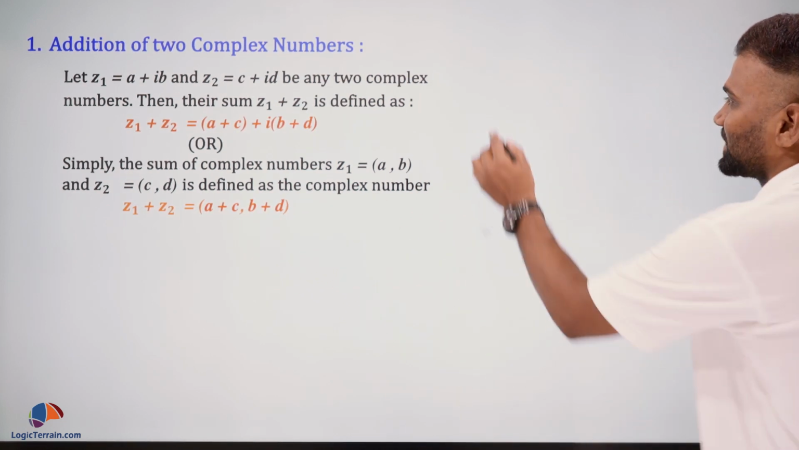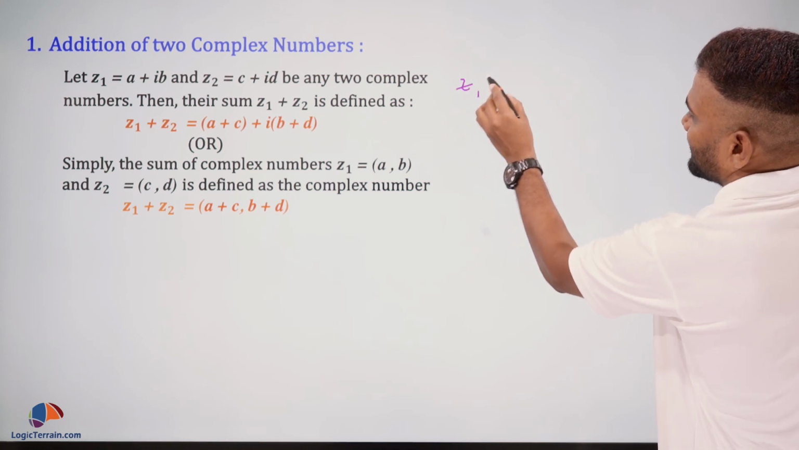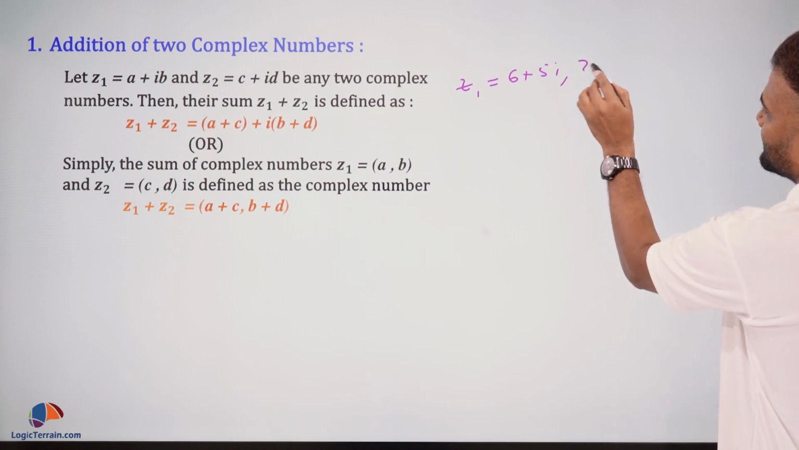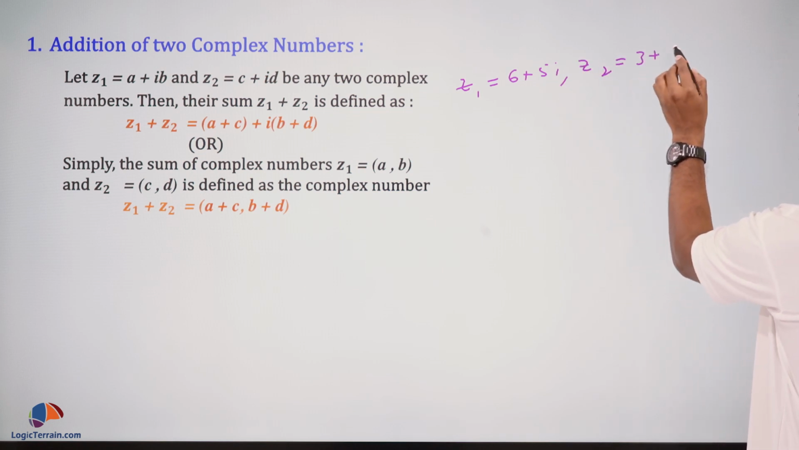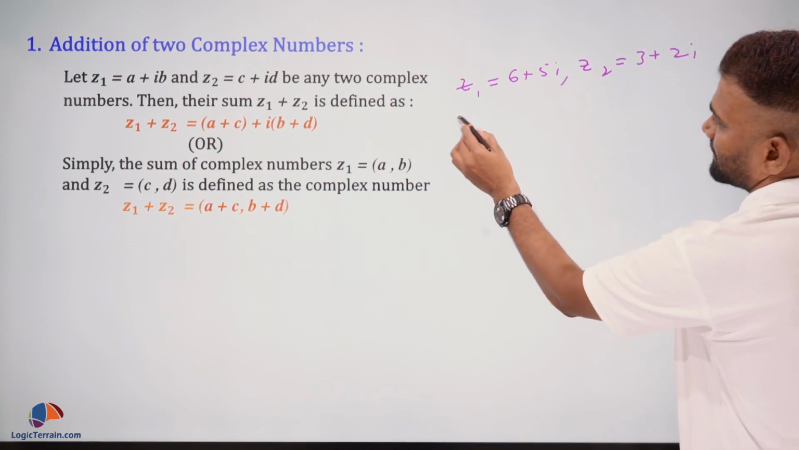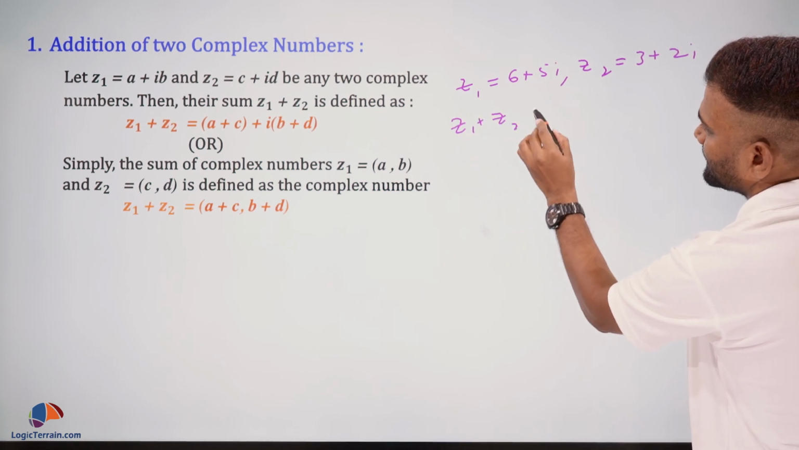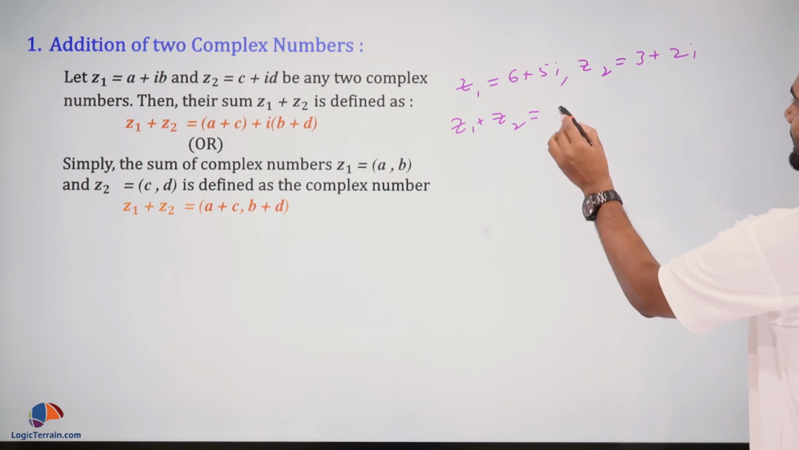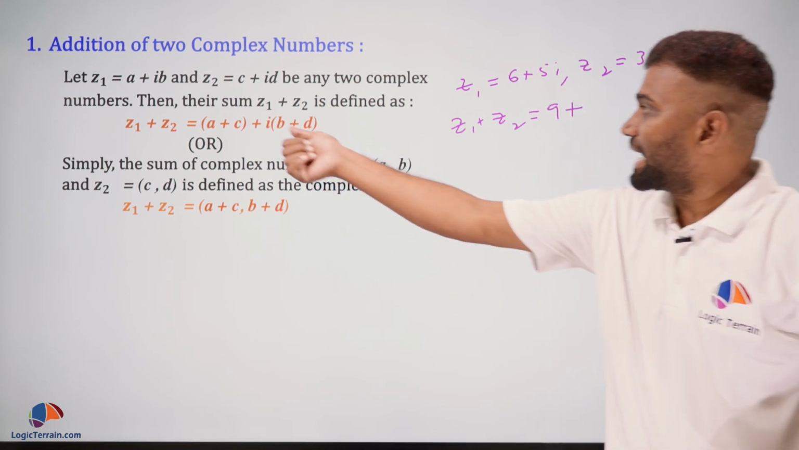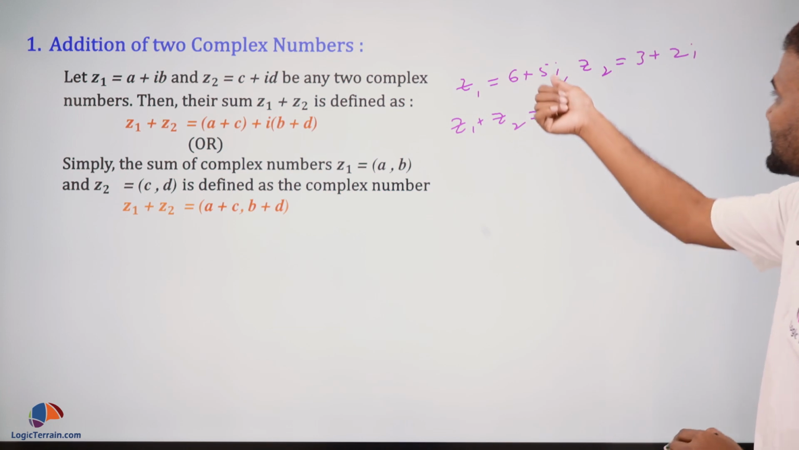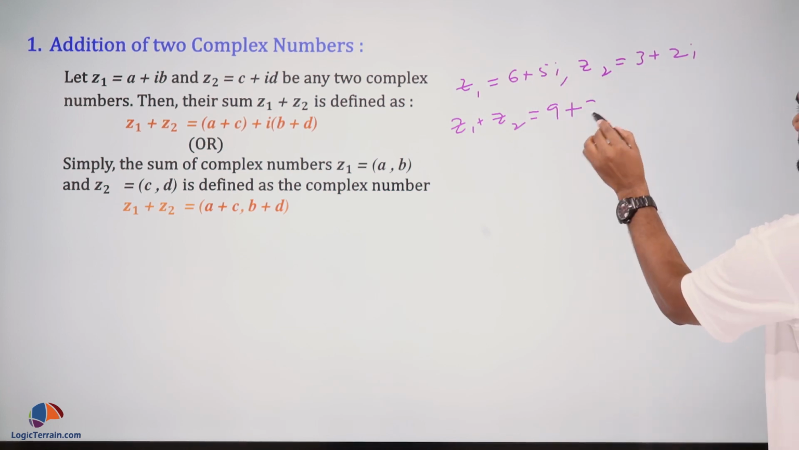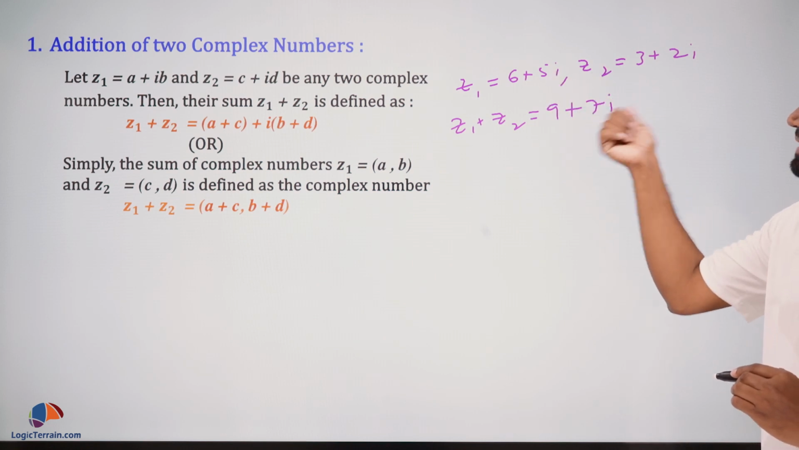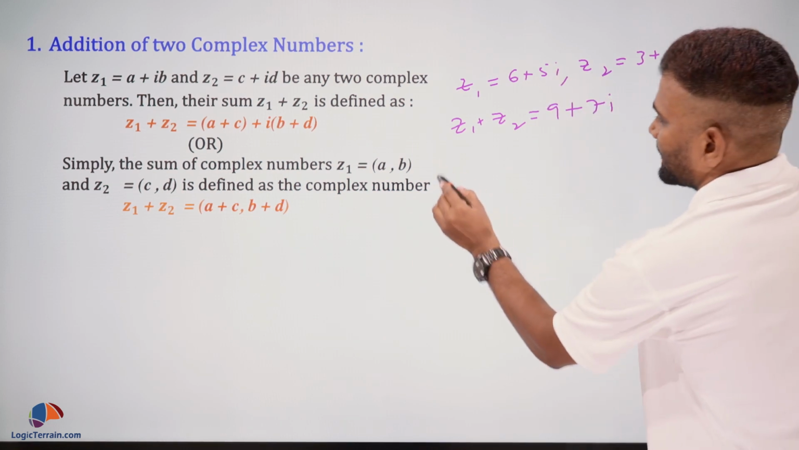For example, let us take z1 is equal to 6 plus 5i and z2 is equal to 3 plus 2i. Then the sum z1 plus z2 is equal to a plus c, that is 6 plus 3, 9, plus i of b plus d, that is 5 plus 2, 7, 7i. So the sum of these two complex numbers is 9 plus 7i. So let us take another example.